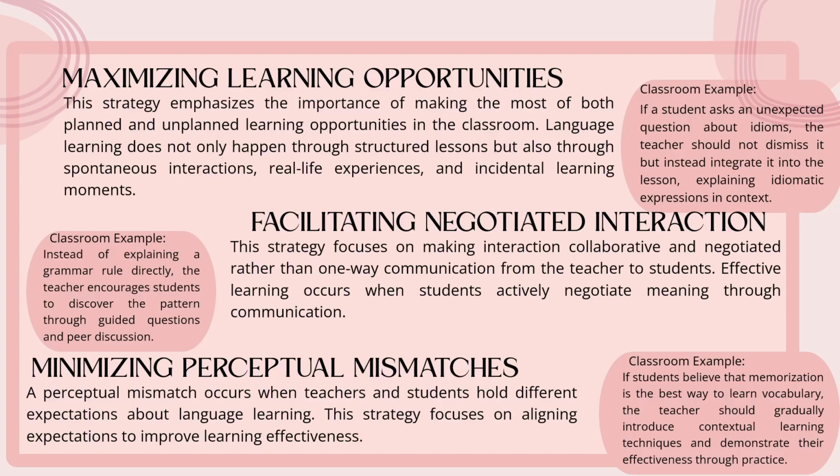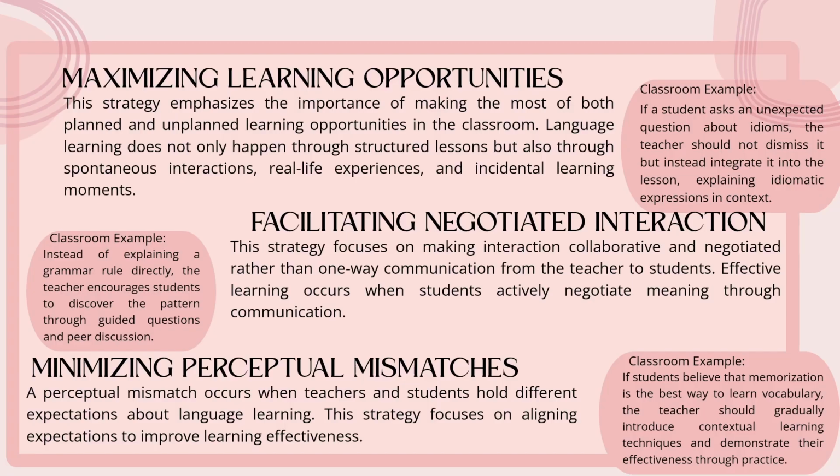And next is facilitating negotiated interactions. This strategy focuses on making interactions collaborative and negotiated rather than one-way communication from the teacher to the students. So effective learning occurs when students actively negotiate meaning through communication. For example, instead of explaining a grammar rule directly, the teacher encourages students to discover the pattern through guided questions and peer discussion, or maybe group discussions. So not telling or explaining the grammar rule directly, the teacher can encourage the students to discover the patterns.